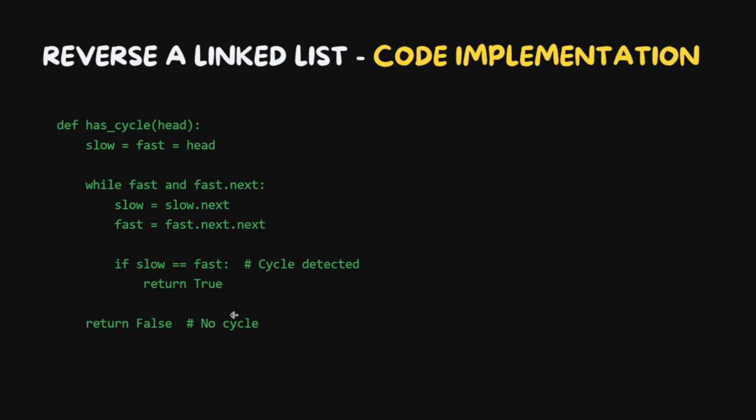Since we traverse the list at most once, the time complexity is order of n, and since we only use 2 pointers, the space complexity is order of 1, making this an optimal approach.